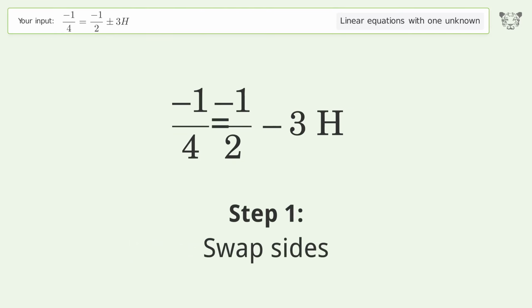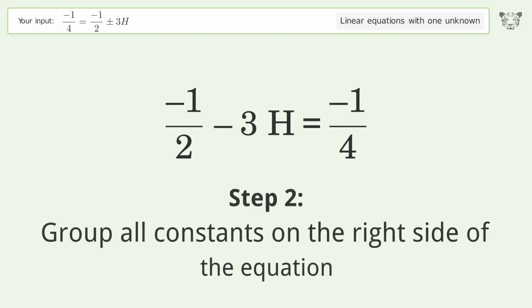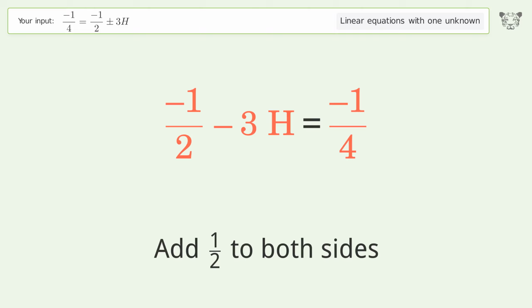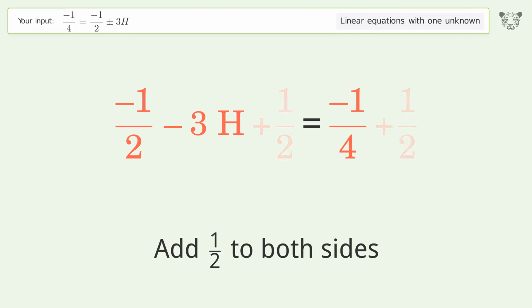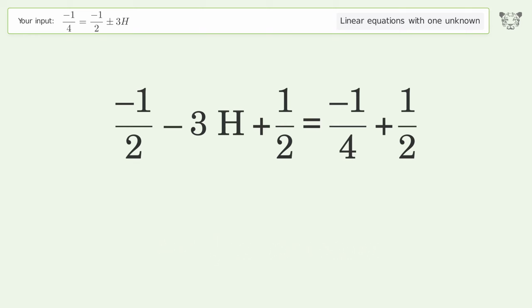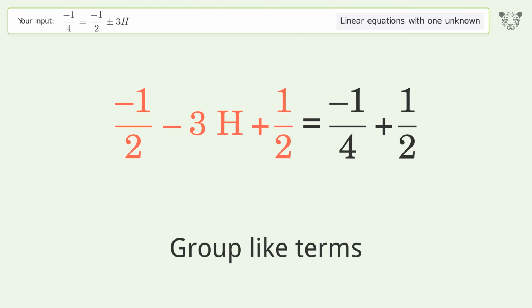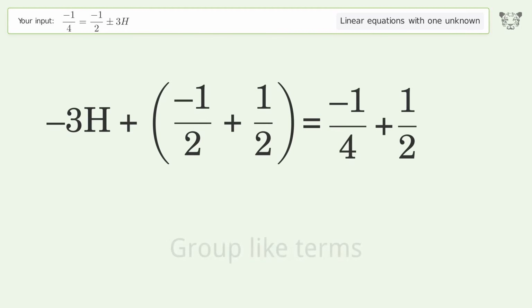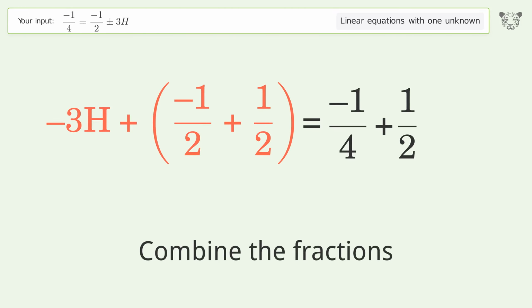Swap sides. Group all constants on the right side of the equation. Add 1/2 to both sides. Group like terms. Combine the fractions.